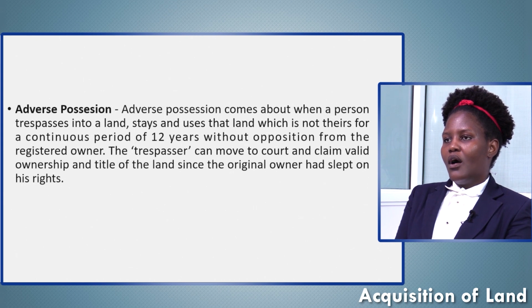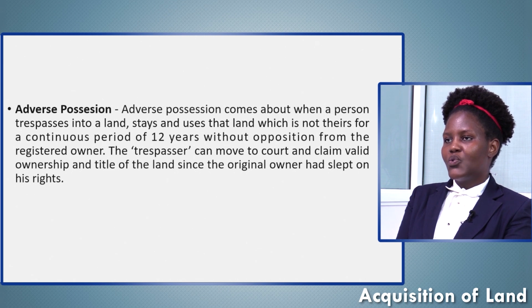Another concept of owning property in Kenya, or how one can acquire property, is through adverse possession. Adverse possession comes about when a person trespasses into a land. A person who does not own a land totally goes into a land that is not his and stays there and uses that land which is not theirs for a continuous period of 12 years or more without any opposition or any interference by the owner, the registered owner. The registered owner knows very well that for sure this person is not the owner of this property, I'm the owner, but they let them live in that property or use that property. They do not have to live per se, but they use that property for more than 12 years.